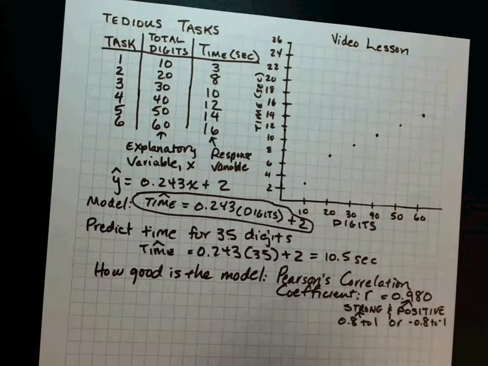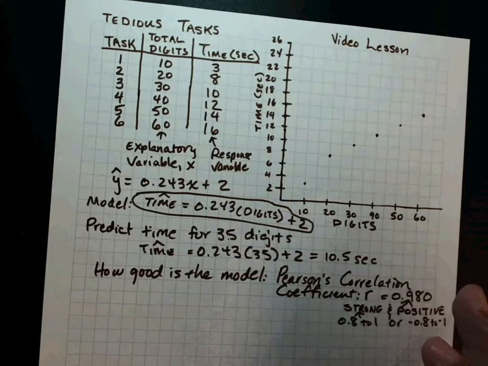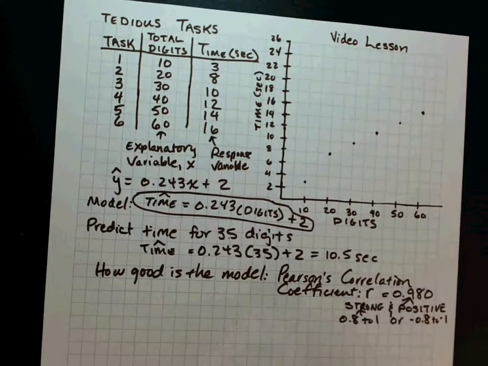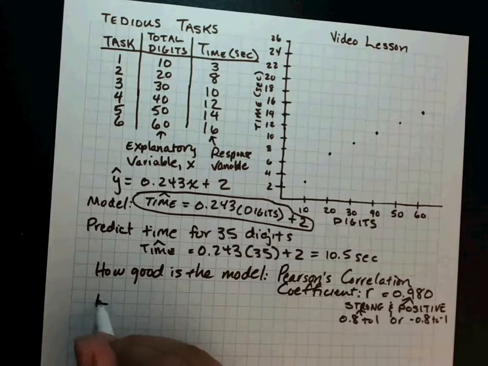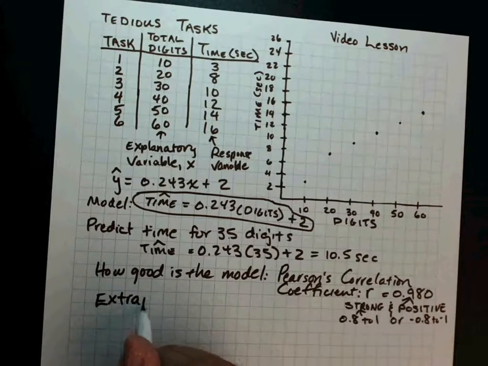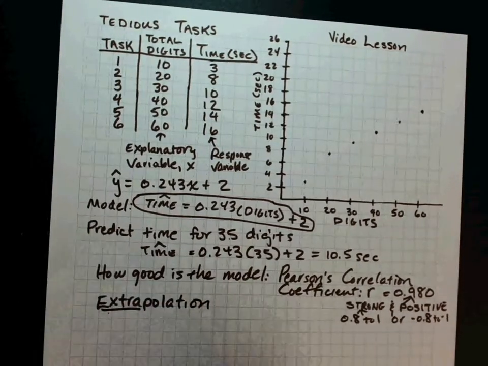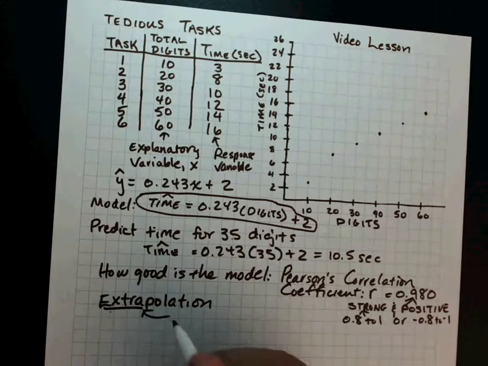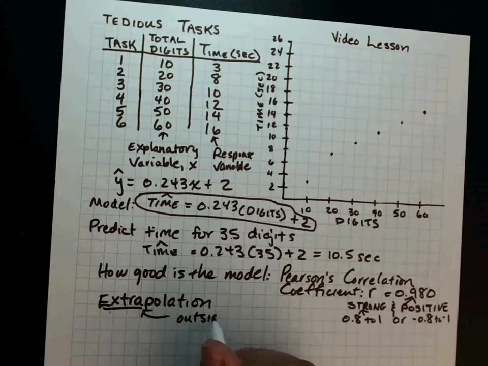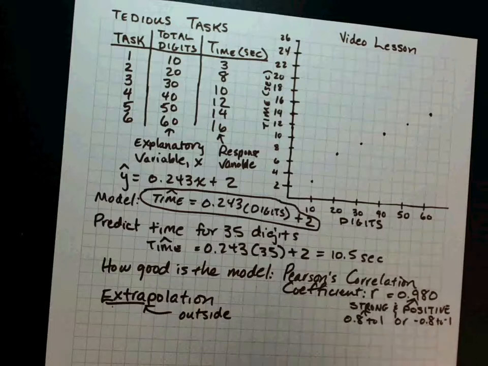Now, since I have a very good correlation, my question is, I can go ahead and use it for predictions, right? Where can I predict? Well, I have to be careful. We want to avoid something called extrapolation. All right? The extra means outside. Kind of like extraterrestrial.